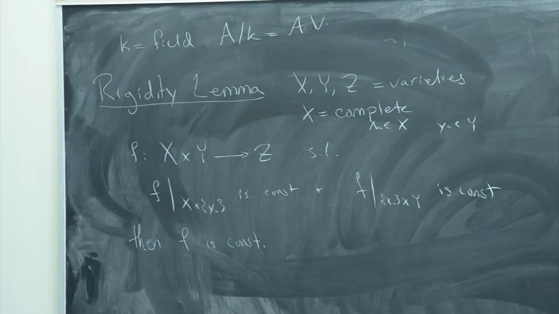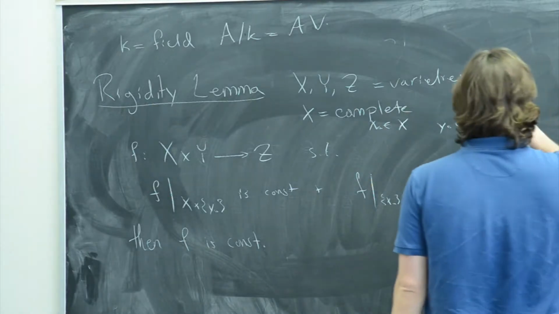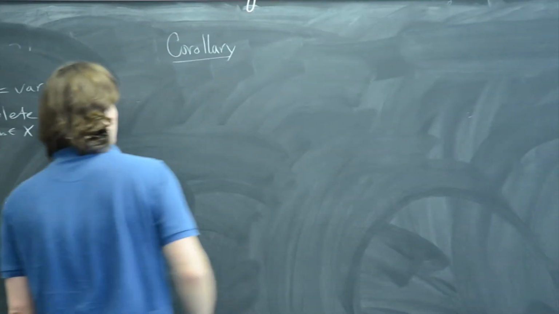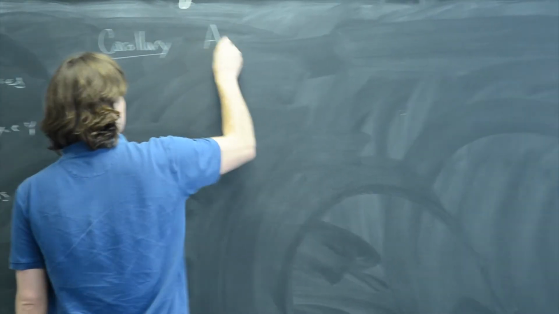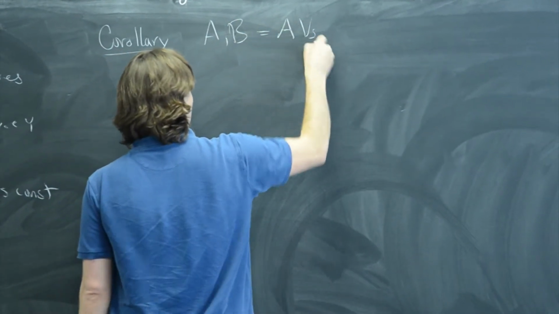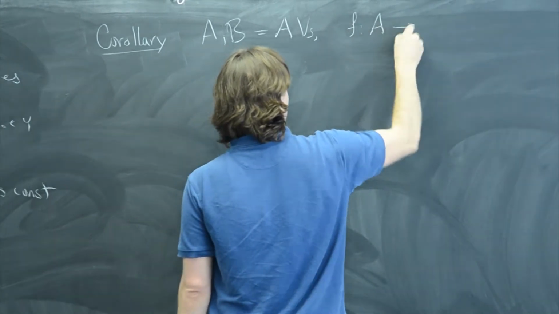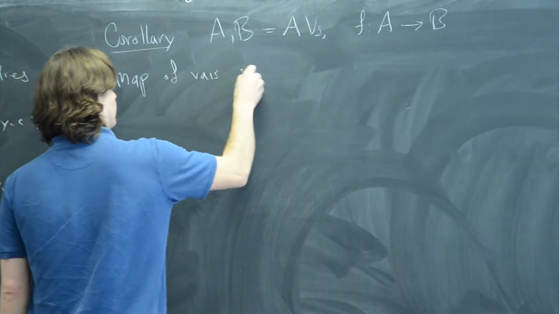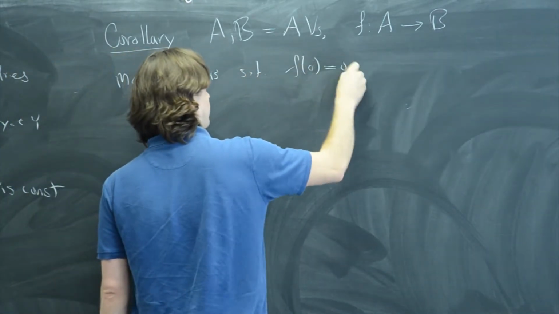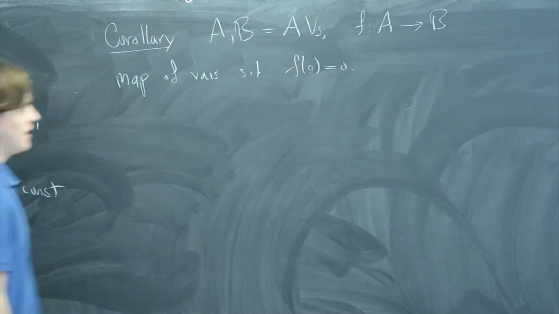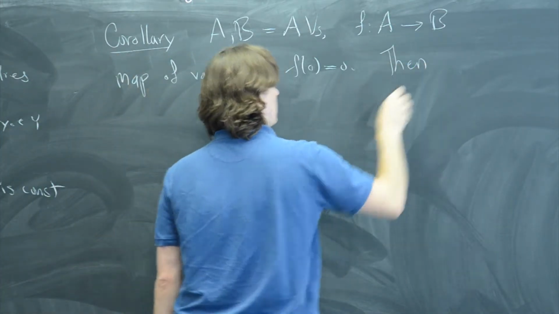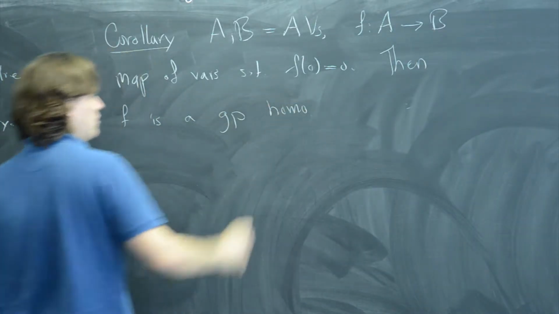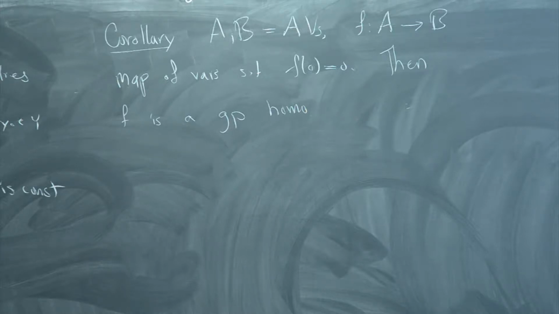Okay, so from this we can prove the following. I'll just state it as a corollary. Suppose that A and B are Abelian varieties, and f is a map of varieties such that f of 0 is 0. Then f is a homomorphism. So as long as you preserve the origin, you're a homomorphism.